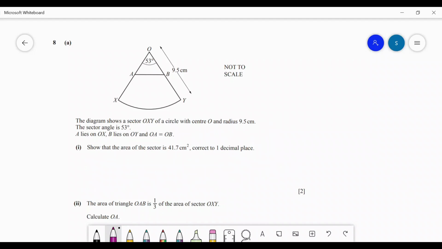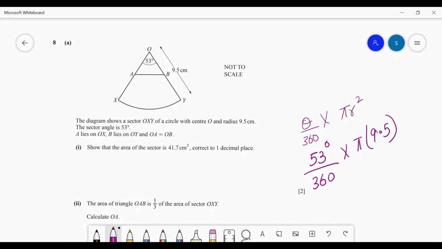You just need to know the formula for finding the area of a sector, which is theta by 360 into pi r square. Let me just change the pen. Theta is 53 degrees here, divided by 360 into pi into the radius, which is already given, 9.5 centimeters. So this would be 41.7 centimeters square. That is exactly what they're asking.